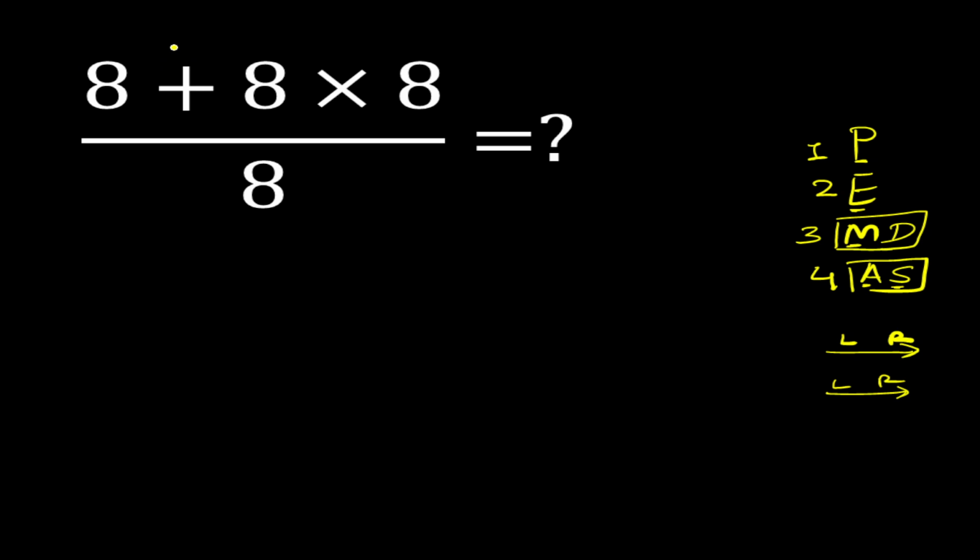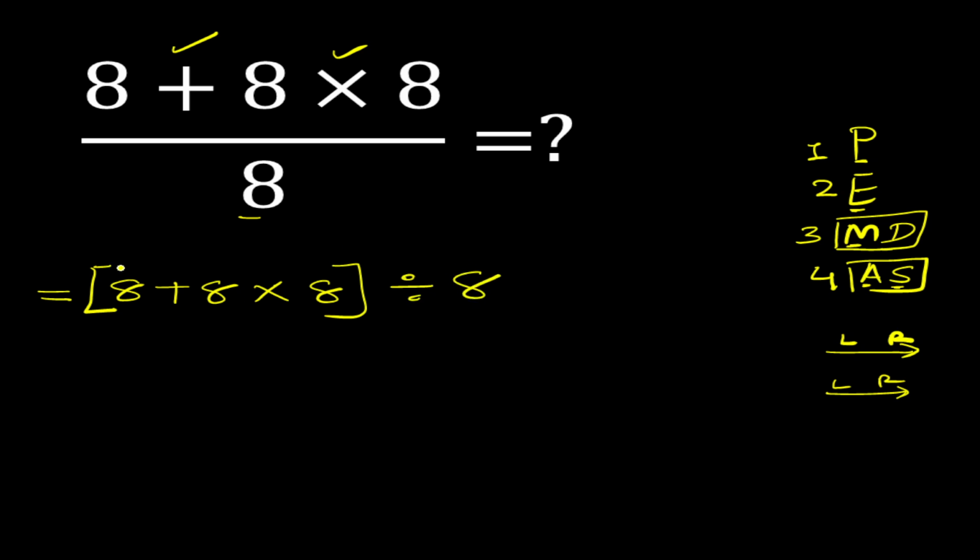So in this problem we have one division and one multiplication. Then it's all divided by 8. So we can write this question like in this parenthesis 8 plus 8 times 8, then it's all divided by 8. Now first priority is parenthesis, right? So in the parenthesis we have one addition and one multiplication. So according to PEMDAS rule, first we have to solve multiplication and then we have to solve addition.